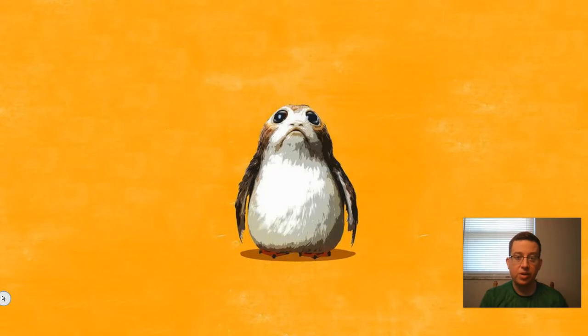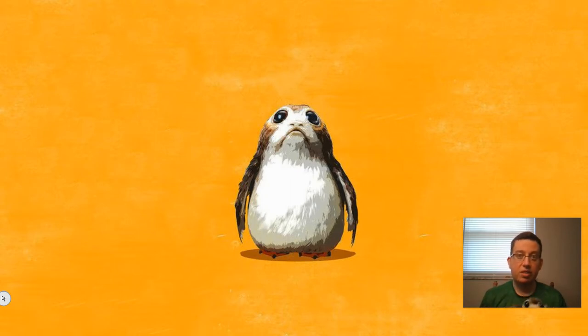So for those of you who don't know, I love Star Wars, and in particular, I love porgs. I think they're great. This is my best porg friend, Philip. And if you're in my class, you know Philip. I said Philip would make an appearance. So we use Philip to talk about parabolas all the time.